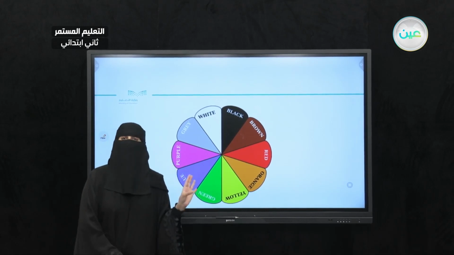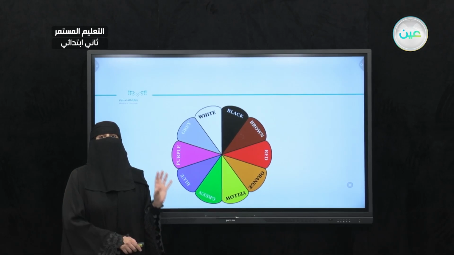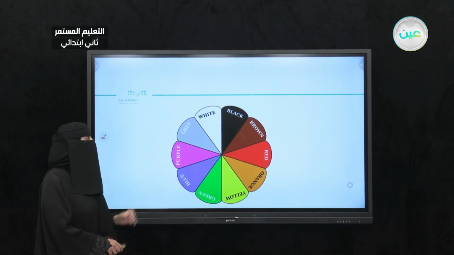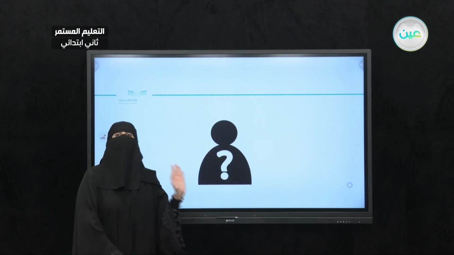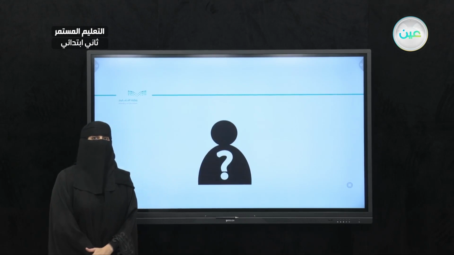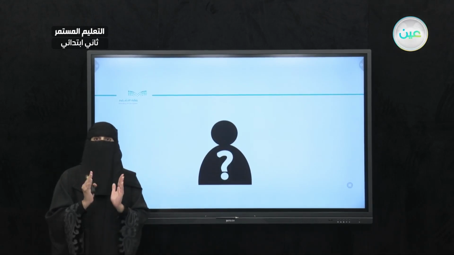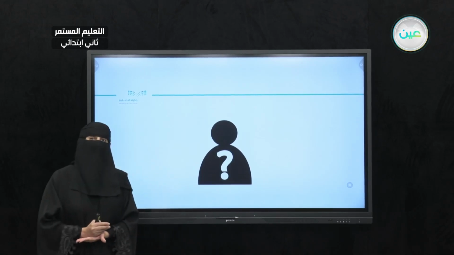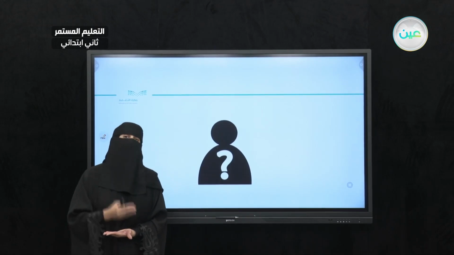We talked about colors. Now, since we are going to name or describe people's clothes, right? We'll be using the colors as well. Now, I'll be asking a question. Who do you think we're talking to? Who is the person we are referring to? Okay, so today we'll be focusing on the question who. Who are we talking about and what is he or she wearing?